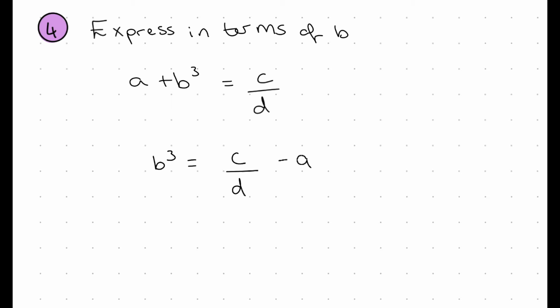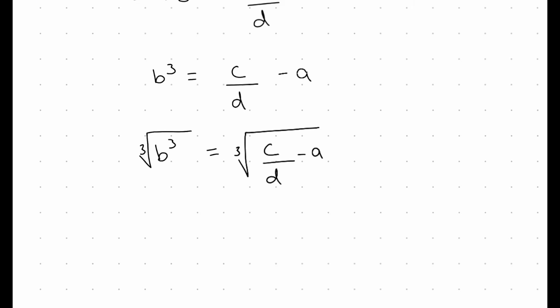How do I undo a cube? If I want to reverse cubing something, then I'm actually going to cube root it, and it looks like this, the cube root of the other side as well. Remember, whatever you do to one side of an equation you must do to the other, and I'm going to get that, and then when I have the cube root here, it will do it and undo it, so I'm just left with b is equal to the cube root of c all over d minus a.